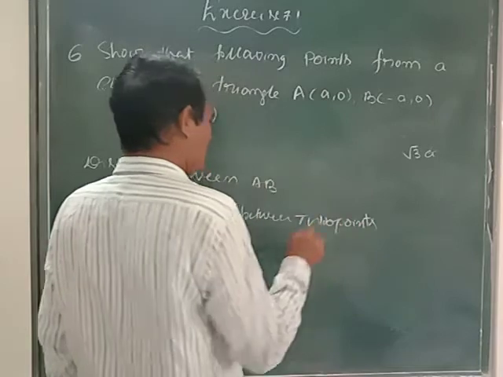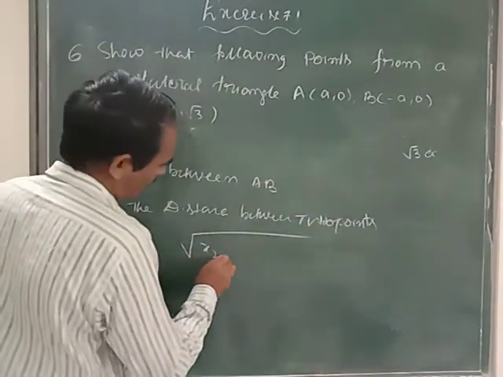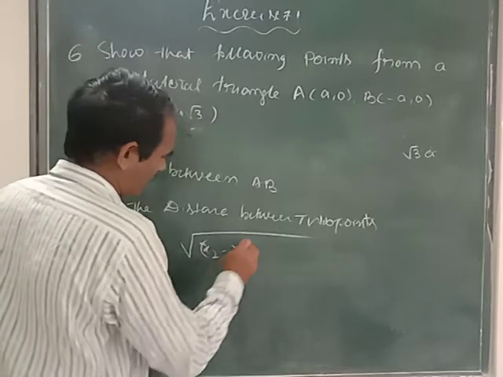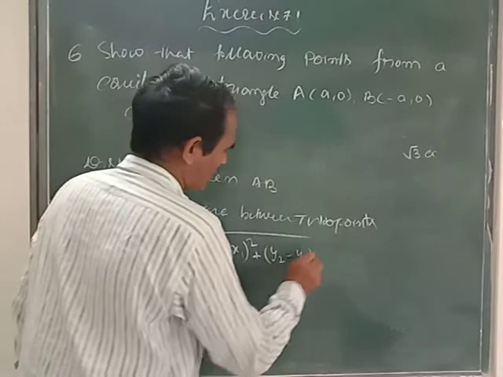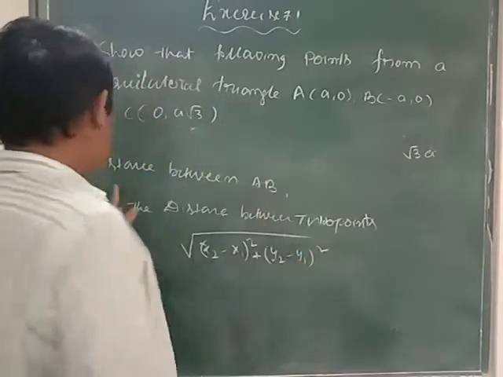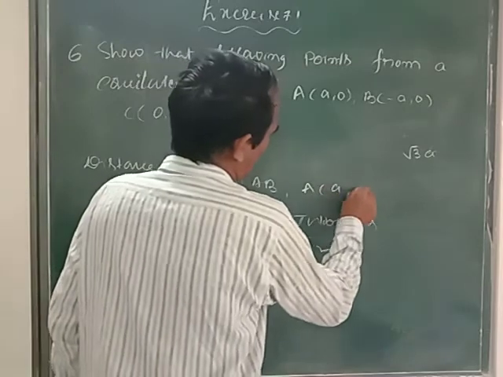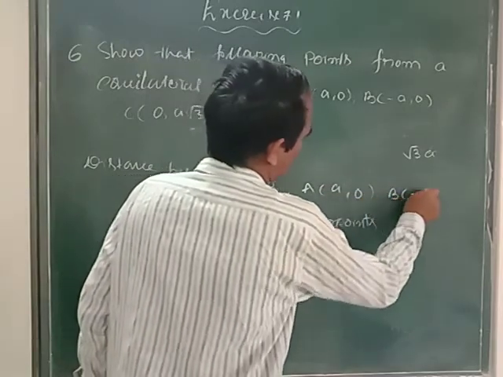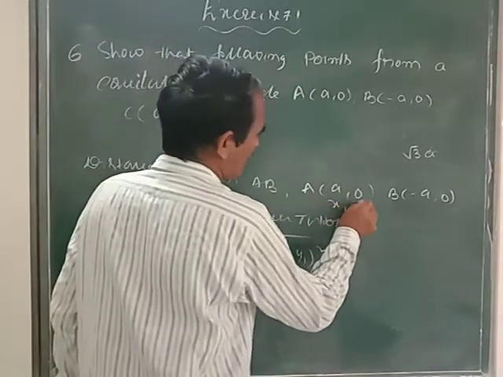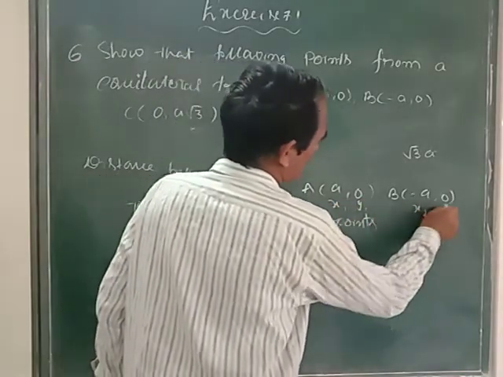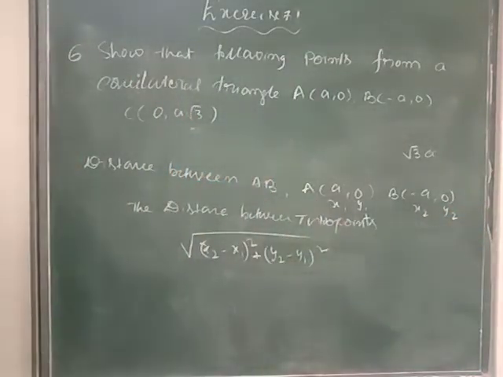What is the formula for the distance between 2 points? Root over (x2 minus x1) whole square plus (y2 minus y1) whole square. What is A point? A point is (a, 0) and B point is (minus a, 0). This is x1, y1, x2, y2. Now substitute the values.